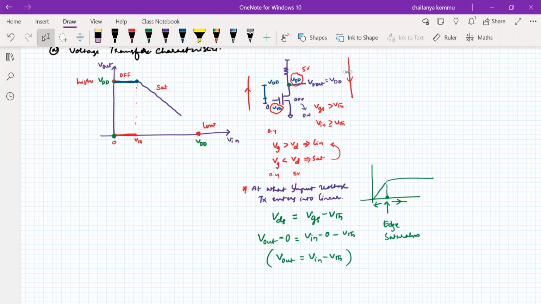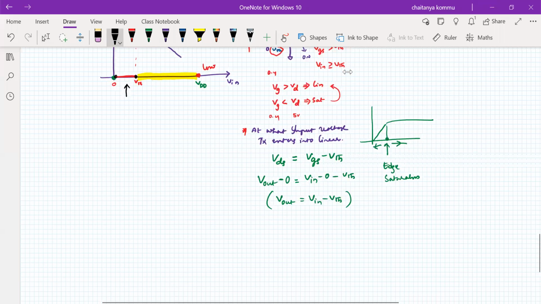Can you guess where exactly the VIN minus VTH is available? Yes, here. So from this point onwards, VIN minus VTH. That means total is actually VIN, and from that we subtract the threshold voltage, right? So this is the region that we want to remove, so that the remaining portion is this one only. So from this region onwards, we can see that.